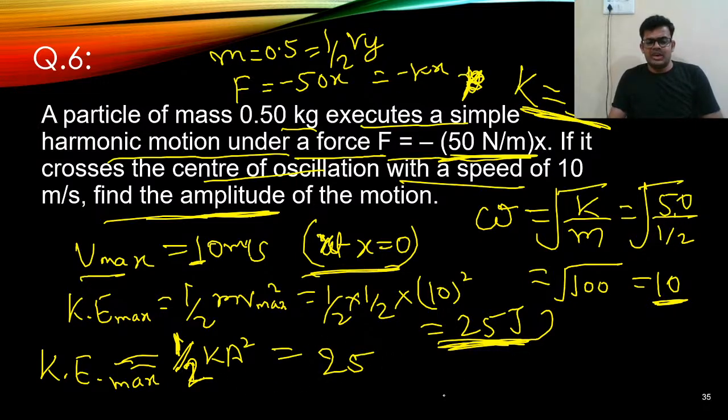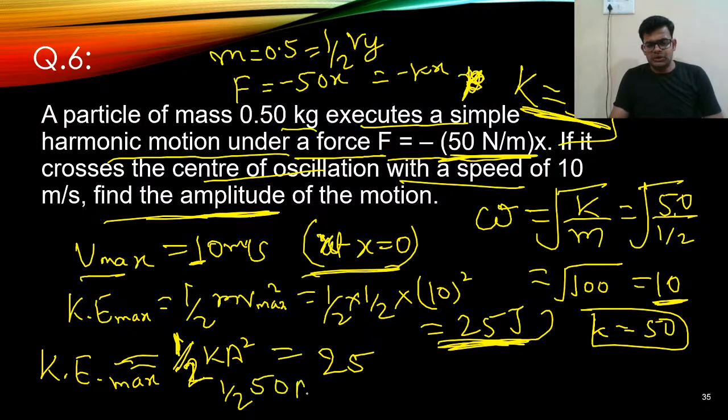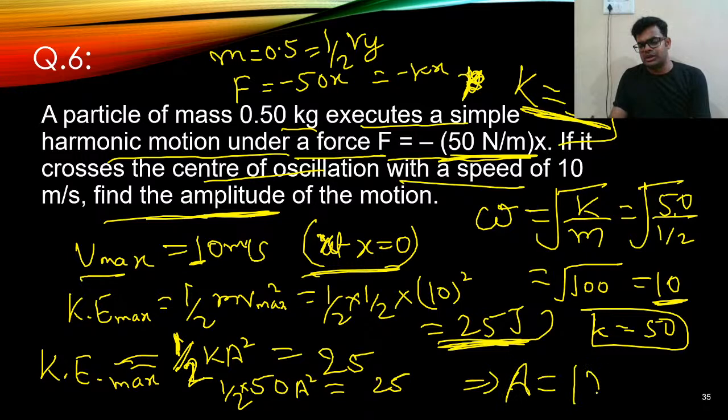What is the value of k? The value of k is 50, because it is given F equals minus 50x. So I am writing here half into 50 into a square equals 25. So 25 cancels, and I am getting the value of a equals 1 meter. So this is the answer for this question. Simple, right?